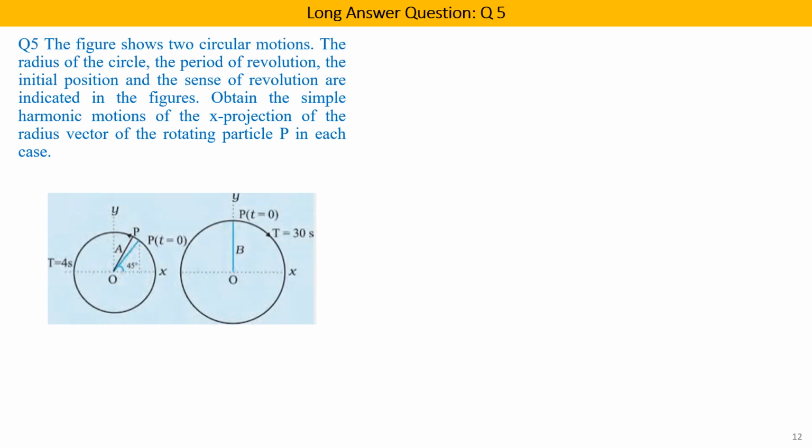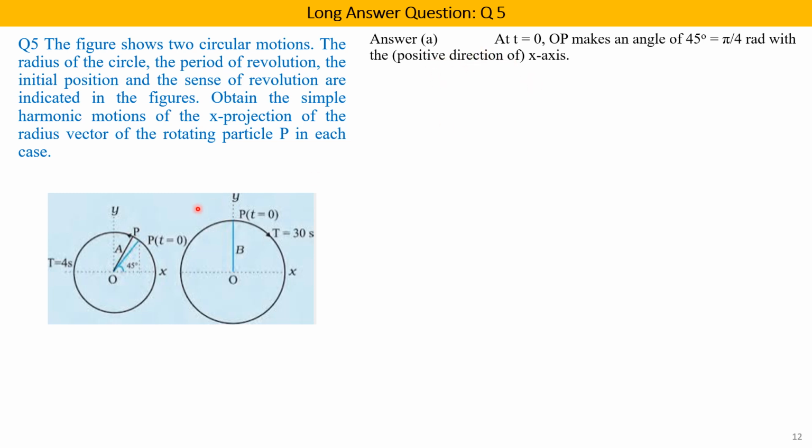Next question. The figure below shows two circular motions. The radius of the circle, the period of revolution and initial position and sense of revolution are given in the figure. Please note down the figure very carefully and particularly the parameters given. Obtain the simple harmonic motion of the x projection of the radius vector of the particle P in each case. Particle P is rotating in anticlockwise direction in figure A, and in the case of B, it is rotating in the clockwise direction. So the different parameters are given. Let us solve the problem quickly.